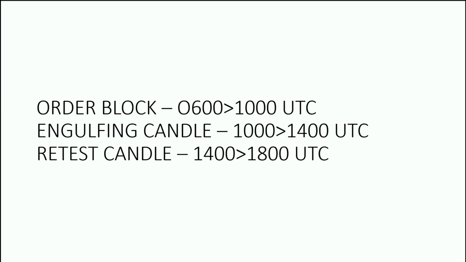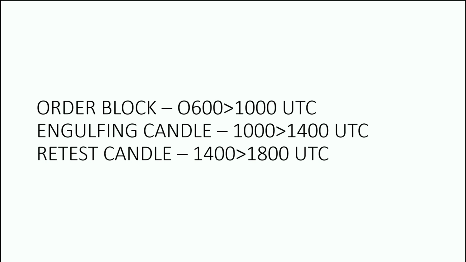Once that candle closes at 10 o'clock, you're then going to have the next 4-hour candle open at 10 o'clock, and that one's going to go into 1400 UTC. So that's going to go from 2 hours before New York and 2 hours into the New York session. You're not going to be taking any trades during that engulfing candle. You need to let that one close and see if it's going to break the previous candle, depending on whether you're going long or short.